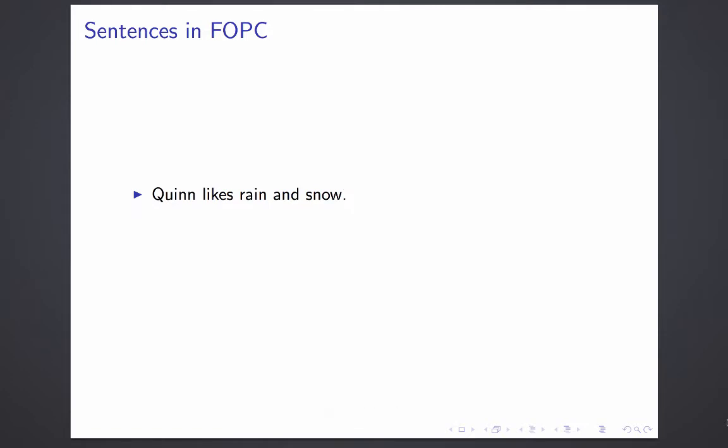This is an easy one. Quinn likes rain and snow. So Quinn, rain, and snow are just constants to the predicate likes, and it's a conjunction since Quinn likes both rain and snow.